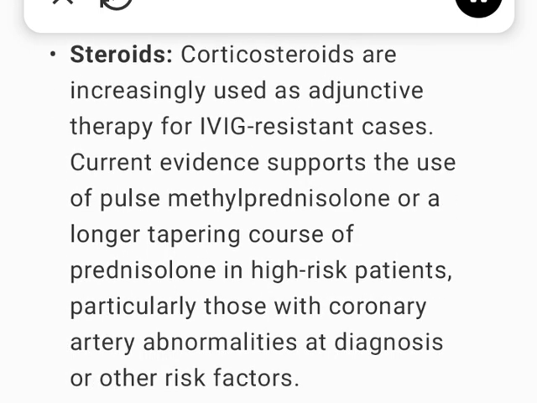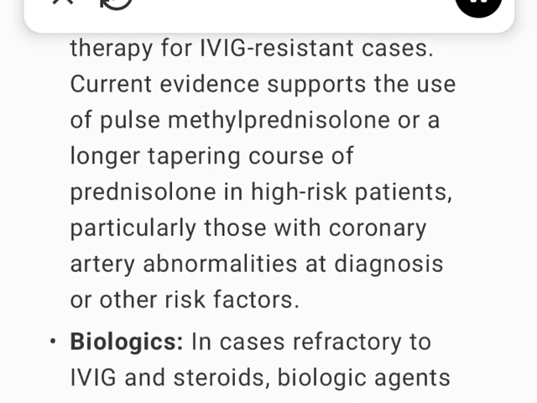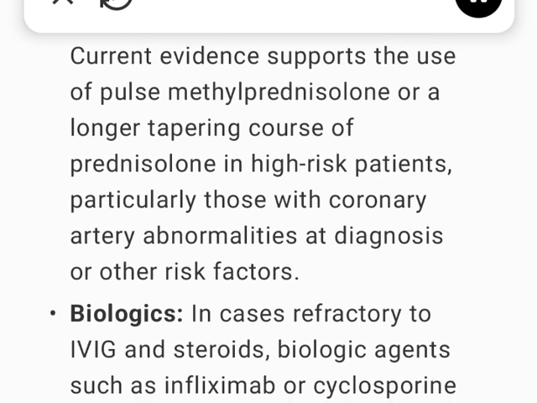Steroids. Corticosteroids are increasingly used as adjunctive therapy for IVIG-resistant cases. Current evidence supports the use of pulse methylprednisolone or a longer tapering course of prednisolone in high-risk patients, particularly those with coronary artery abnormalities at diagnosis or other risk factors.